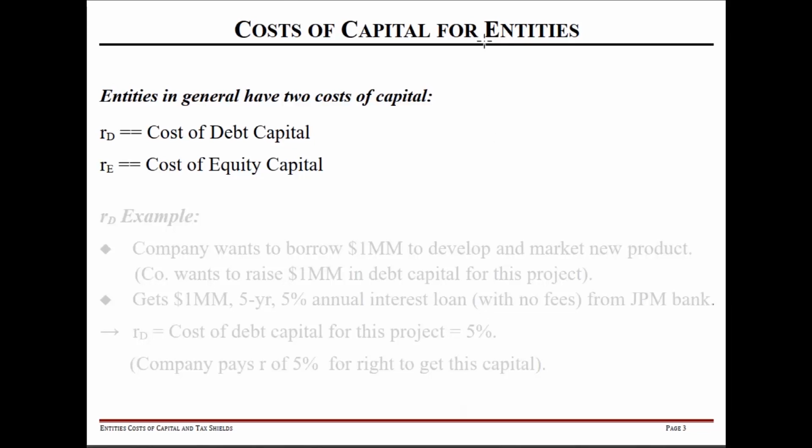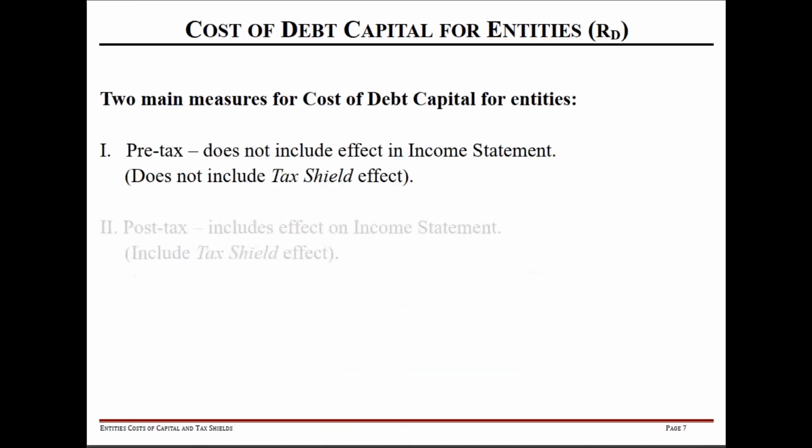Okay, so again, we're interested in cost of capital for entities in this chapter. So not the financial project: should we buy this bond? Should we buy 5 shares of this stock? We're an entity and we're thinking about our cost of debt capital, our cost of equity capital. We're thinking about buying a whole firm and what's the cost of debt capital or equity capital. So we'll call RD our cost of debt capital, RE our cost of equity capital.